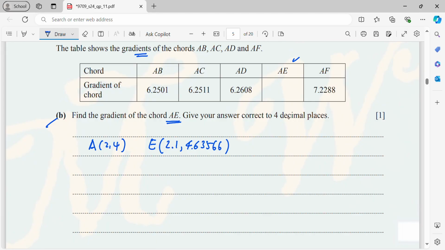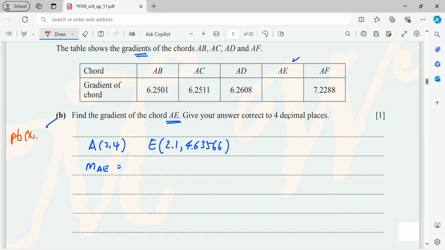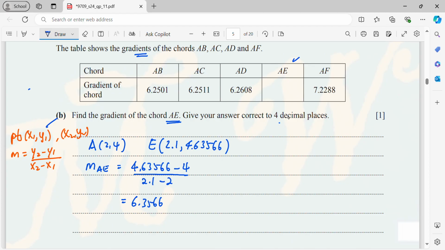So now gradient. So M of AE. For your information, if let's say you are given 2 points, x1, y1, x2, y2, the gradient M equals y2 minus y1 over x2 minus x1. Therefore here, I will be getting 4.63566 minus 4 over 2.1 minus 2. Then you will be getting 6.3566 because of 4 decimal places. So it means that now here should be 6.3566.